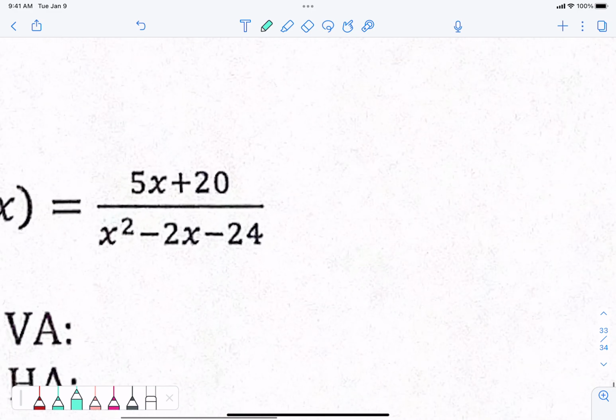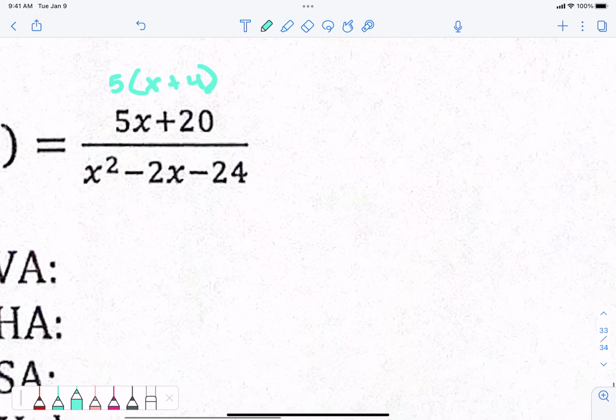The top breaks down. Oh boy. Pull out 5: 5(x plus 4). On the bottom, multiply to get 24, add to get negative 2. Oh my goodness, 6 and 4. X minus 6 and x plus 4.